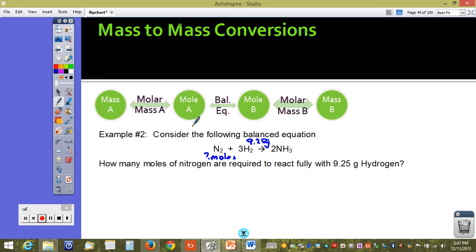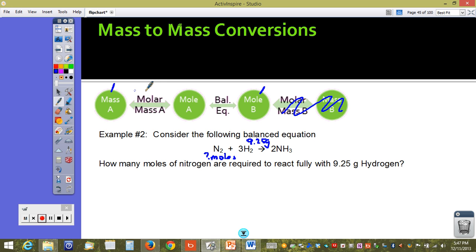So we're going to start with our given, which is grams of hydrogen. That's a mass. We're starting here. We're looking for moles of something different, so we're going to this moles. So we're not going to have to use that section for this particular problem. We're going to have a two-step problem.